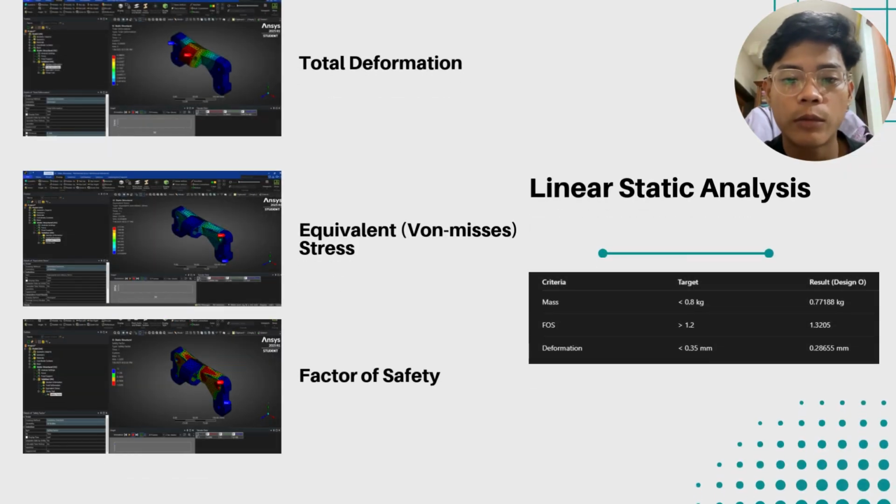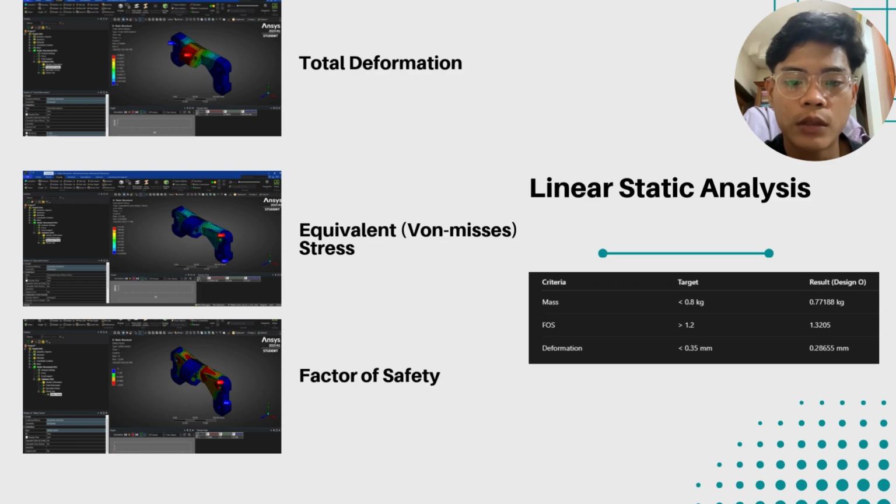So the total deformation, as shown in the image, the total deformation result for Design O is 0.28655 mm, aligned with the finding in the report. Confirmation is it stays within the 0.35 mm limit under static load. For the equivalent von Mises stress, the value in the image is aligned with the information in the report. The thermal result is 1279.4 MPa, which is above the yield strength due to the temperature effect.